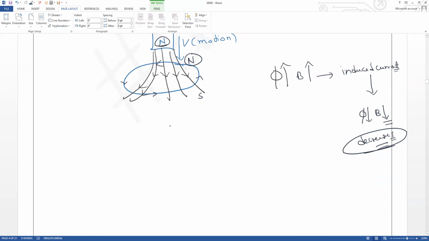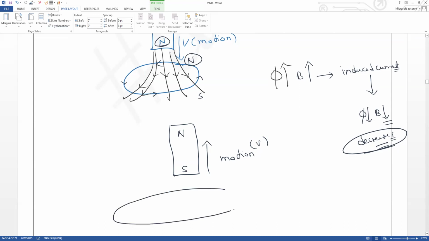Now let me take one more magnet. Now you all will understand. This is the north pole and this is the south pole. It is going away from the coil with velocity v. Now this is my coil. Now you tell me, if it is going away, what is going to happen?